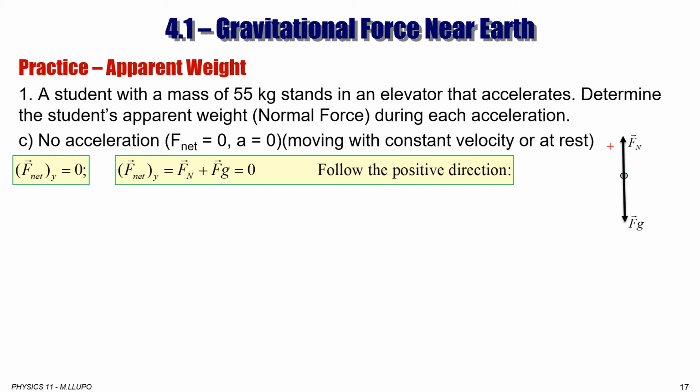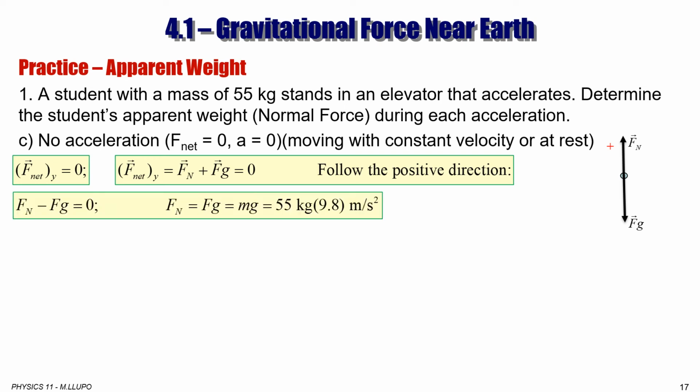And we know that Fg is equal to mg, and we have m and we have g. So we plug in those numbers and find that Fn is 539 Newtons. So that is the normal weight. That is the force of gravity without acceleration. Okay, so next one: what will happen if the student is in free fall?